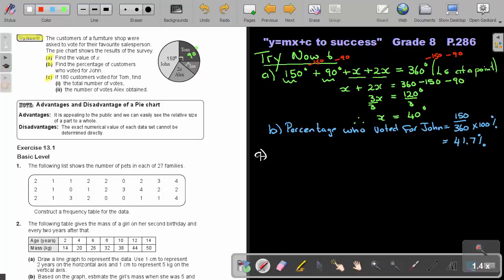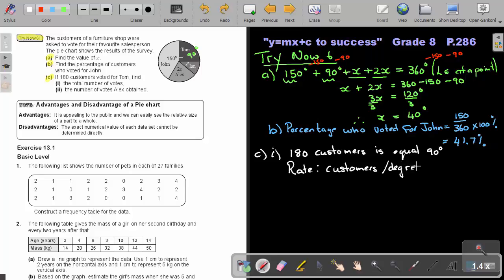And then the last one, that is number C. If 180 customers voted for Tom, okay, there's Tom, find the total number of votes. Total is 360 degrees. But now remember, we're going to work out a rate. 180 customers is equal to how many degrees? 90 degrees. So if I want to work out the customers per degree, I'm just going to take the customers and divide it by the amount of degrees, which is 90. And that will give me an answer of 2. That means 2 customers per degree.